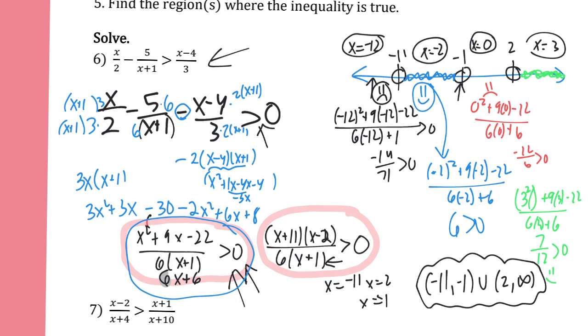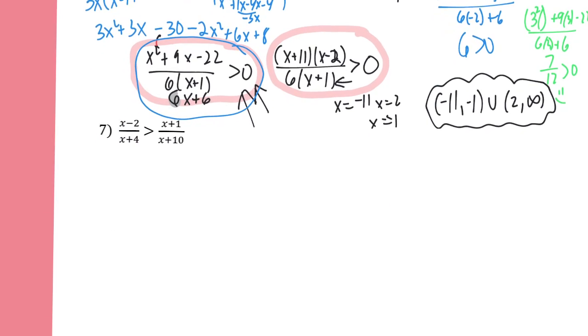So let's try one more just for funsies. Okay. So this one says, I want this fraction to be greater than that fraction. Okay, step 1, get everything to one side because you want 0 on one side. Step 2, make it into a single fraction by adding or subtracting what you see. So you get x minus 2 over x plus 4. Subtract off x plus 1 over x plus 10.